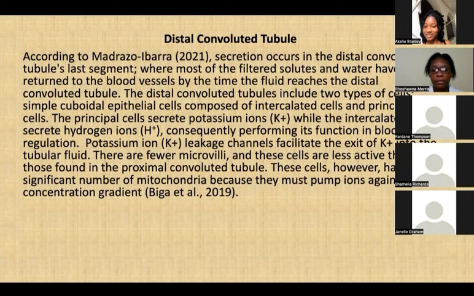pH regulation. The potassium ion leakage channels facilitate the exit of potassium ions into the tubular fluid. There are fewer microvilli, and these cells are less active than those found in the proximal convoluted tubule. These cells, however, have a significant number of mitochondria because they must pump ions against a concentration gradient.